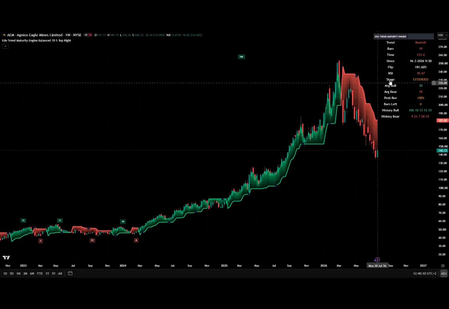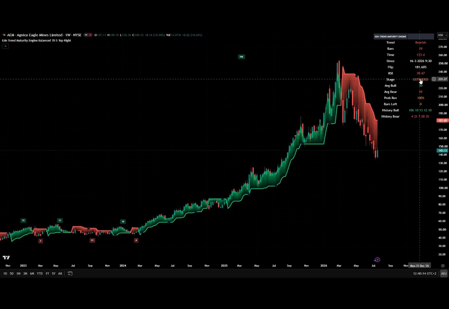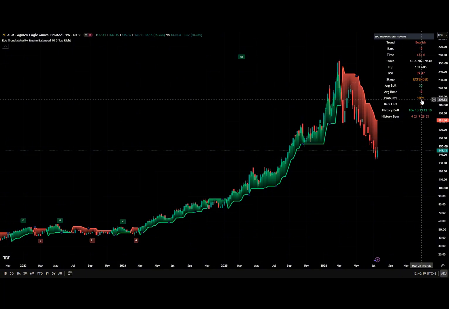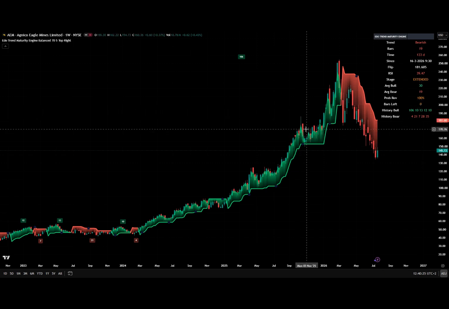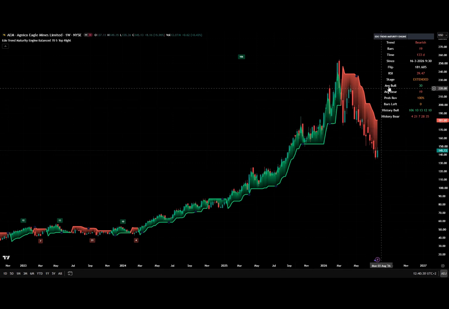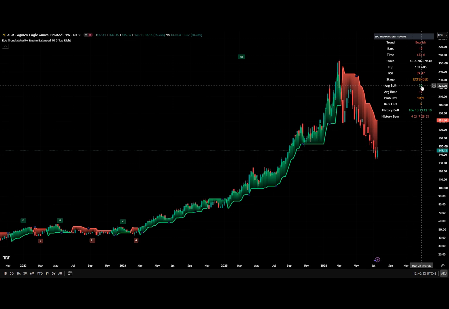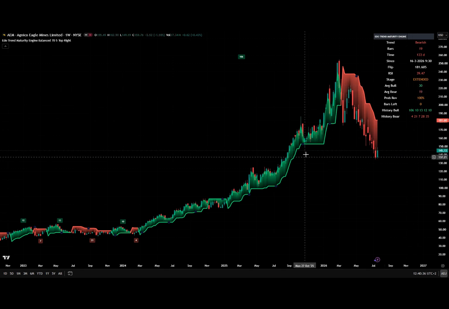In between there are 2 more readings. Normal, and extended just before exhaustion. Agnico Eagle Weekly is extended right now, 100%, 0 bars left. The 4 stages are the same scale for every asset and every time frame. Because they are measured against that asset's own history, not against a fixed number. A gold miner and a currency pair do not trend at the same speed, and the engine does not pretend they do.